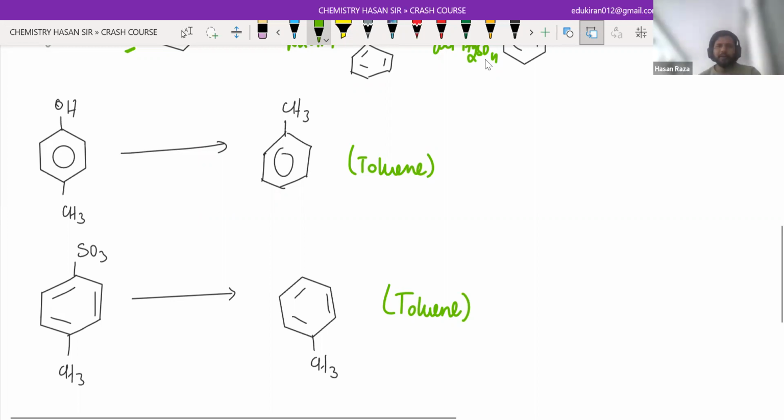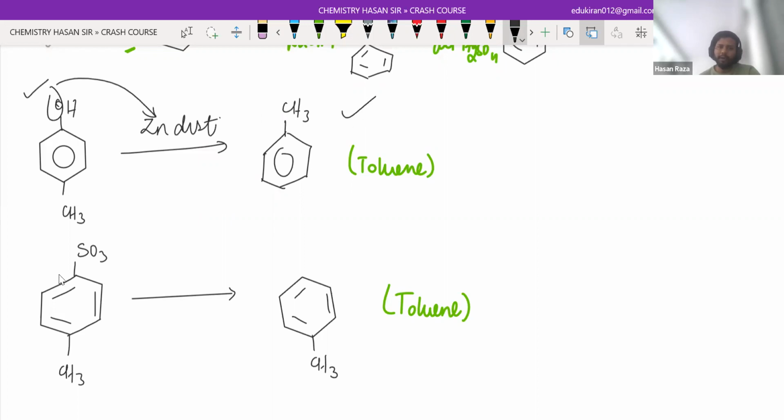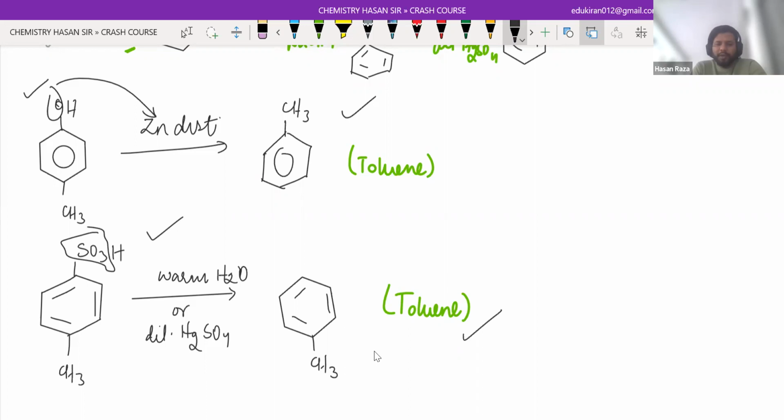Very good, Adriel. To convert this 4-methylbenzene, or para-methylphenol, sorry, into toluene, that means methylbenzene, you just need to use zinc dust. What will zinc dust do? It will remove the oxygen and it will be converted into toluene. And for this SO3H, you can use warm H2O or dilute H2SO4, and this will be converted into toluene. This SO3H will be removed and this is what you will get. Is that clear?